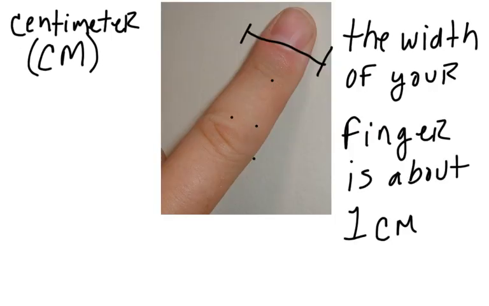Now, a centimeter, if you take your finger out and you measure it with a centimeter ruler, the width of your finger from here to here is about 1 centimeter. You remember, I'm using the word about, so it's not exactly 1 centimeter, but it's about 1 centimeter. It lets you know that this is about how long 1 centimeter is.